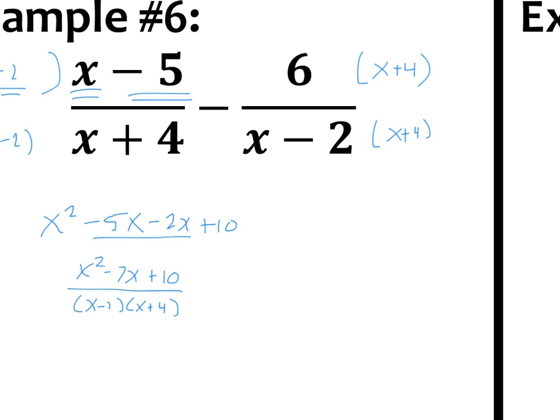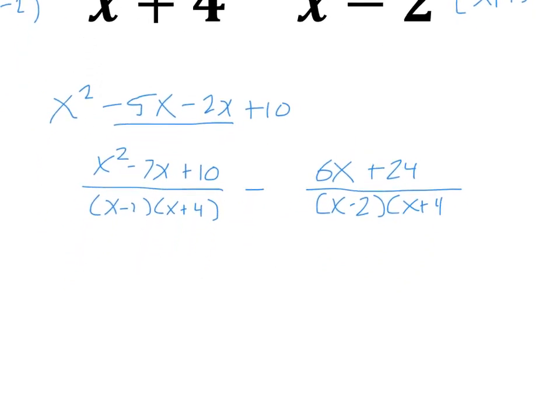Okay. Distribute the one on the left. 6 times x, minus sign 6x. 6 times 4, plus 24, over x minus 2, x plus 4. Okay, now it's subtraction. So just like I did up above, I'm going to change that subtraction to addition, minus, negative, okay? And then combine like terms.